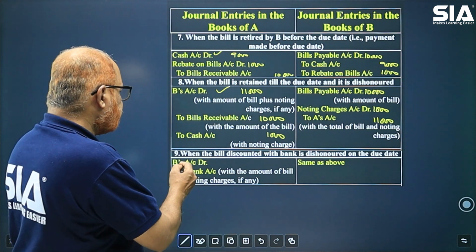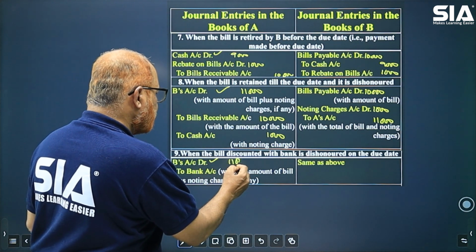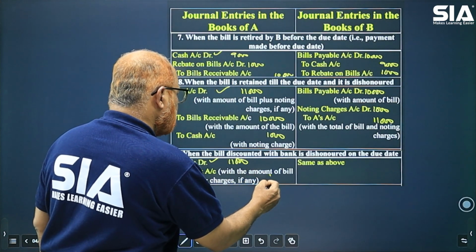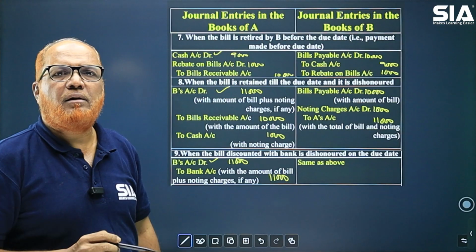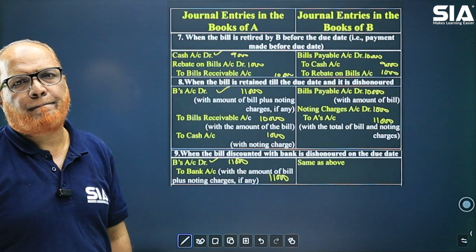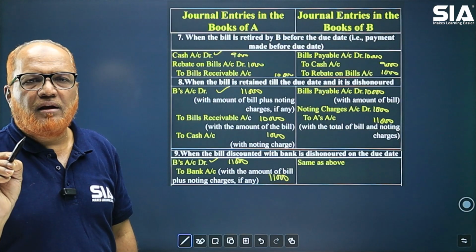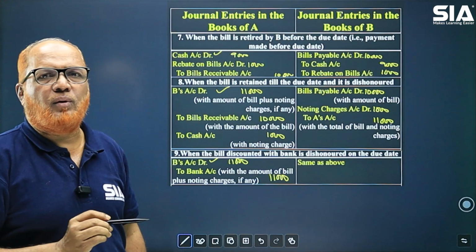So here you can see B's account debtor 11,000 and bank account 11,000. This 11,000 includes noting charges. Here it is given as the amount of bill plus noting charges, if any. So this is the entry when the bill is discounted and dishonored on the due date.